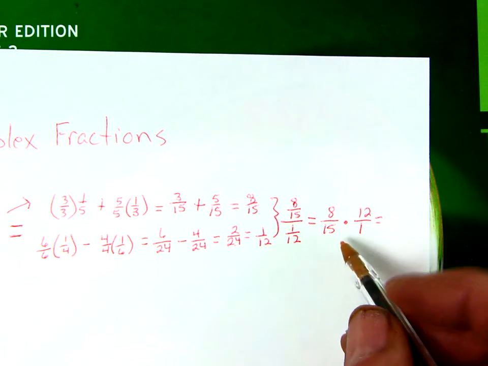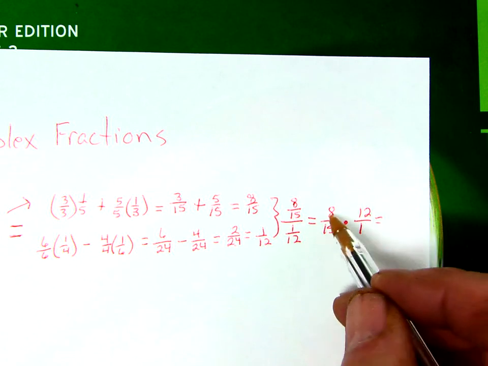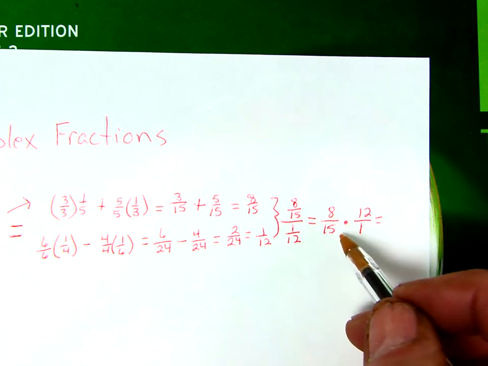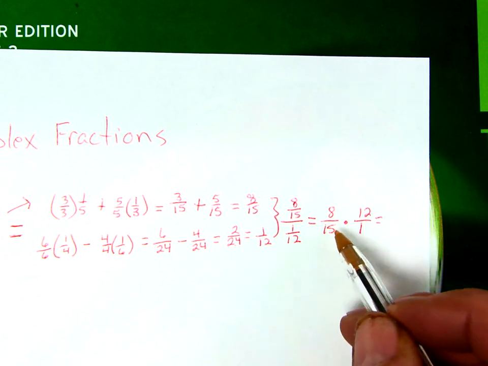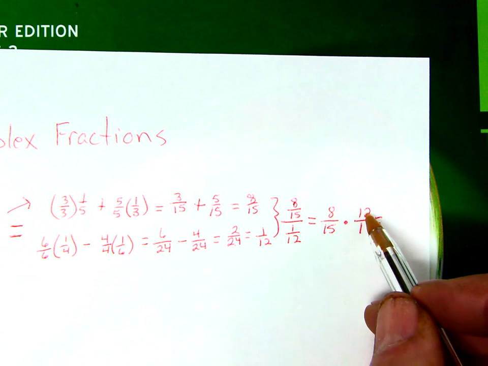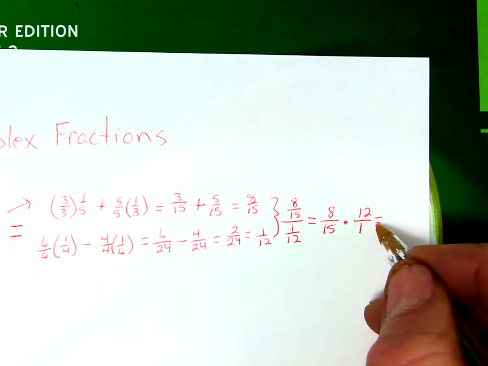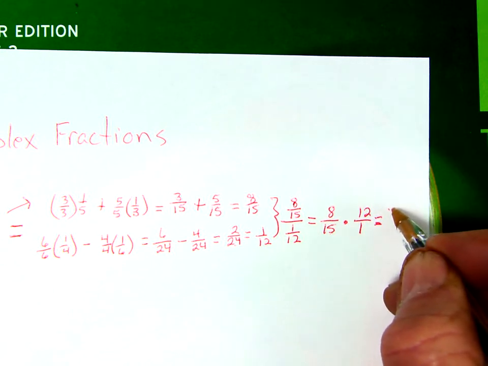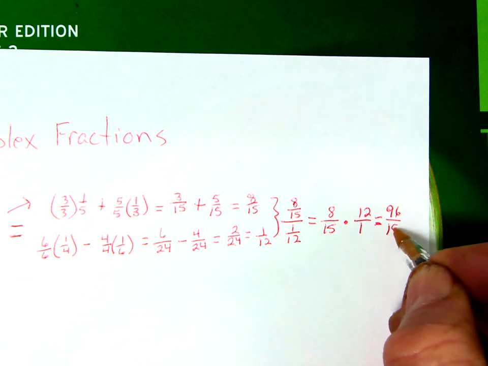If you really like fractions, then you already see, hey, there's some reducing that can be done. You can reduce on the diagonal. I'm not going to do that. I don't want to mess anybody up. But this would, 3 goes into 12 and 3 goes into 15. That would make that 4 and that would make that 5. We don't have to do that. Just go ahead and multiply. Top times top, so 96. And bottom times the bottom, 15.